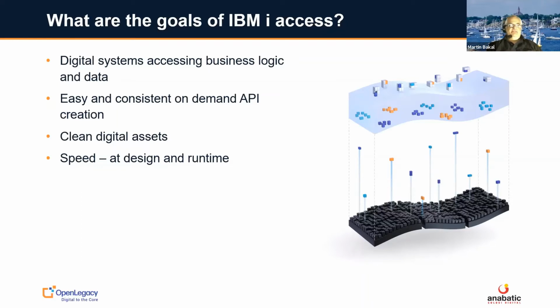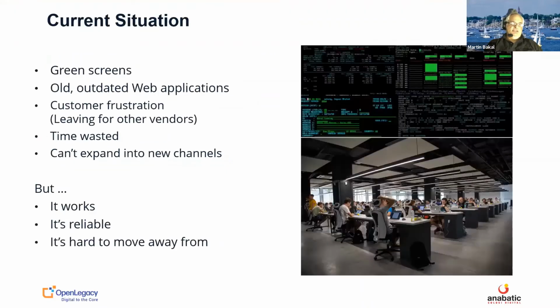We can also discuss mainframes another time, which we also support among other systems, but we're focusing on IBM I today. So what's the current situation when we think about this? Some people still have green screens. They have to go through different green screens. We have a lot of customers who do that.